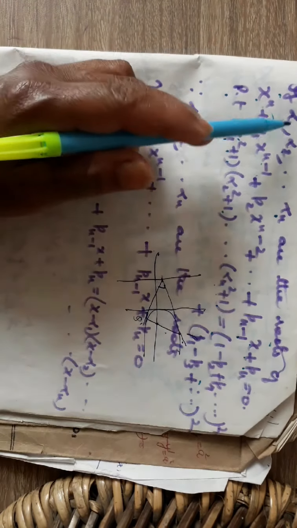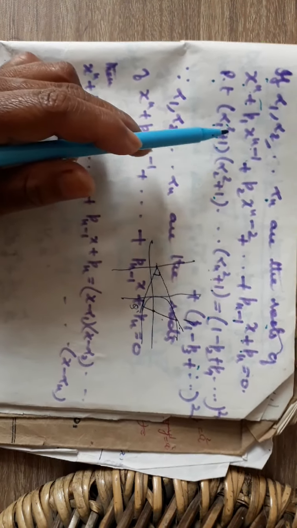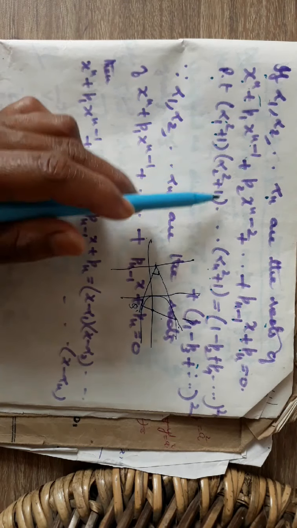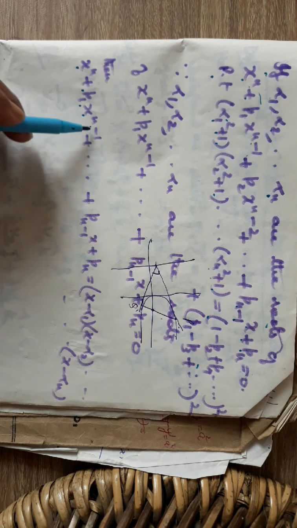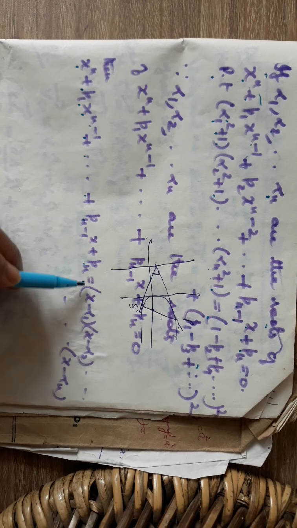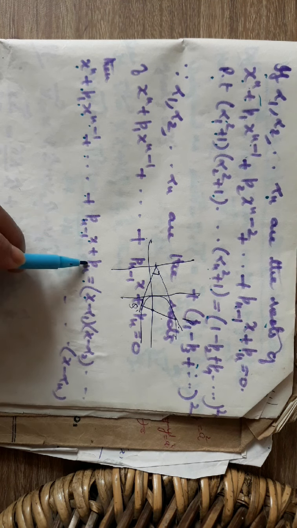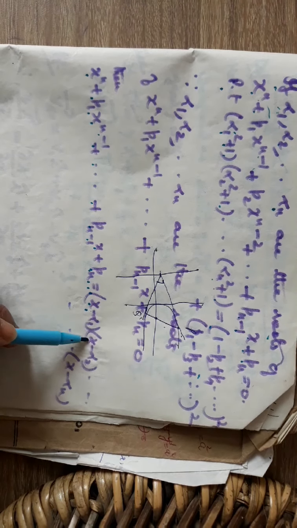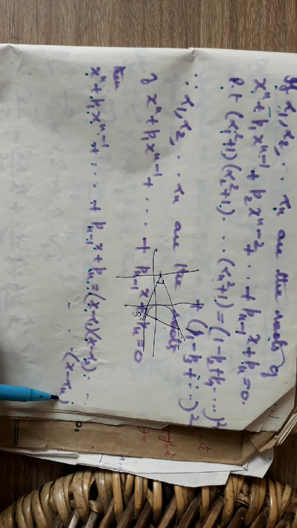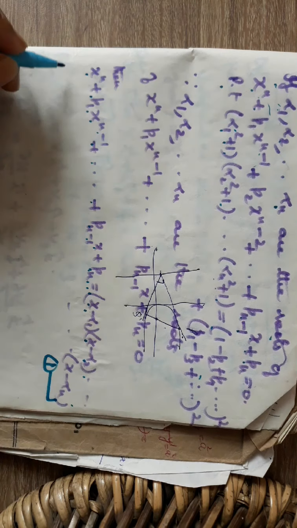So as you can see, alpha 1, alpha 2, ... are the roots of this polynomial equation. Therefore, by the factor theorem, x to the power n plus p1 x to the power n minus 1 plus ... plus p suffix n minus 1 into x plus pn can be expressed as a product of factors: x minus alpha 1 into x minus alpha 2 ... x minus alpha n. Name it as equation 1.